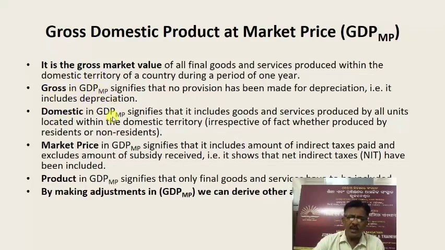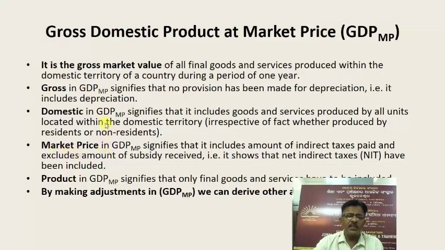Domestic in GDP, that is gross domestic product, signifies that it includes goods and services produced by all units located within the domestic territory, irrespective of whether produced by residents or non-residents. Whosoever is producing, if the production is within the domestic territory, it will be included in the gross domestic product.